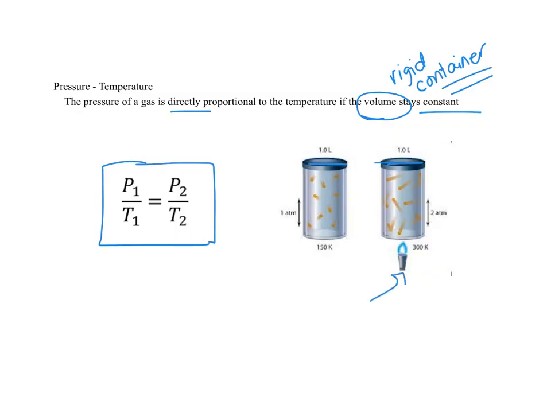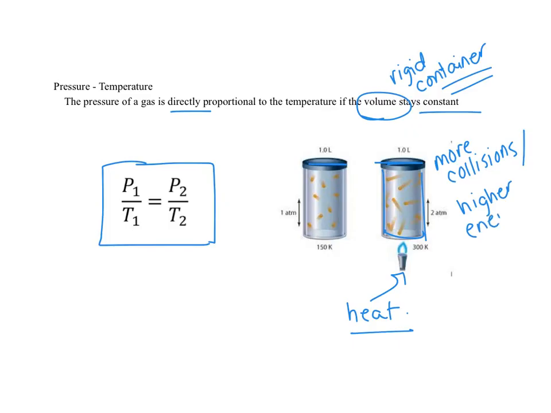So if I heat up the gas that's in that container, those gas molecules are going to move a lot faster. They're going to collide with the edges of the container more often. So you're going to have more collisions, and more collisions means more pressure. Those collisions are also going to have higher energy because they have higher temperature, and temperature is just a measurement of kinetic energy. So because those things are going to increase, the pressure is going to increase as well.